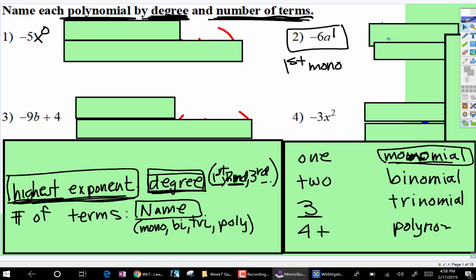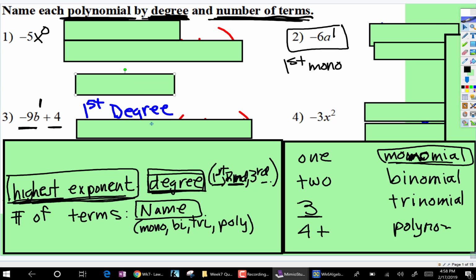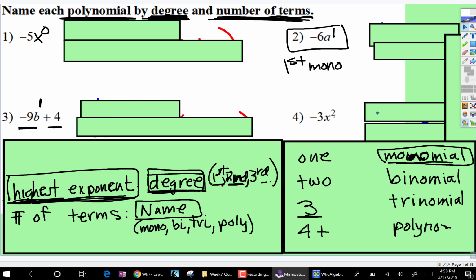Here we have two terms, so binomial, and again, first degree. So first degree binomial. Monomial, second degree. Just like that. All right. That is how you come up with naming.